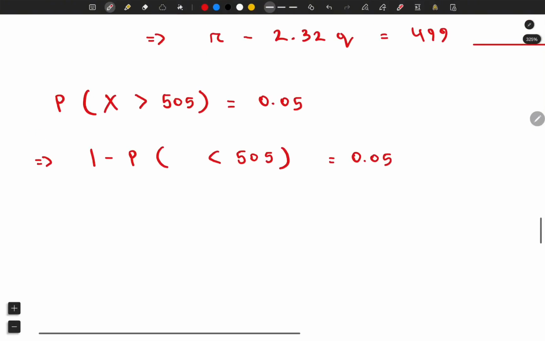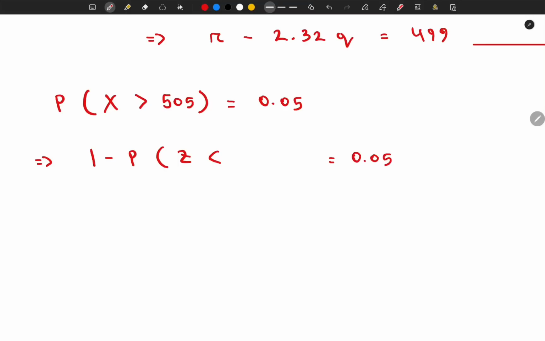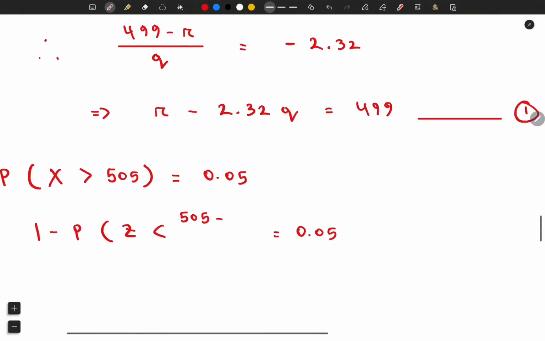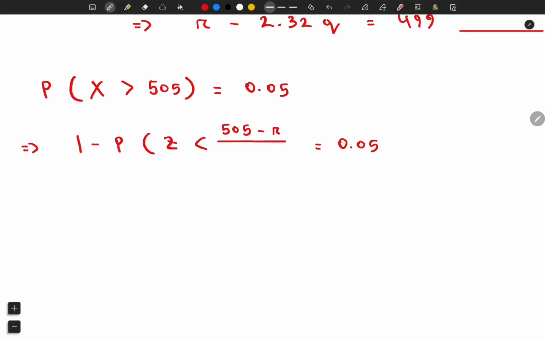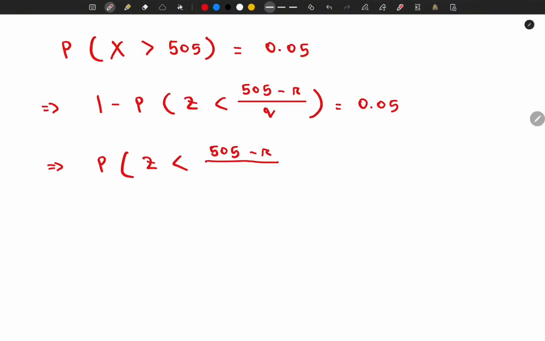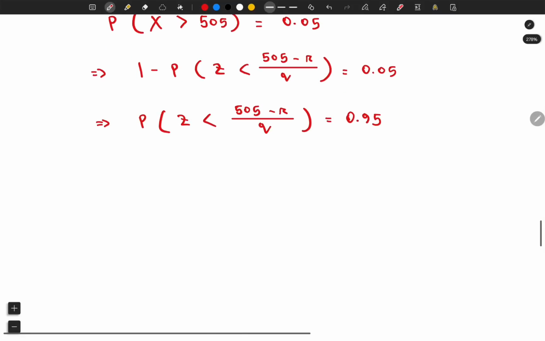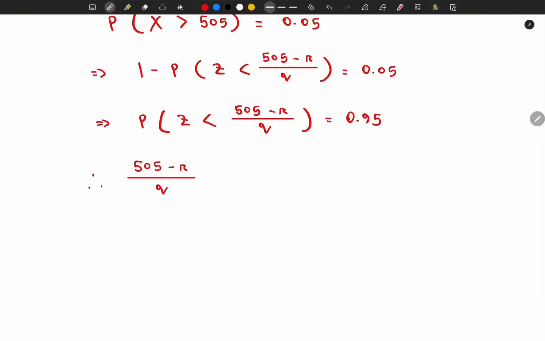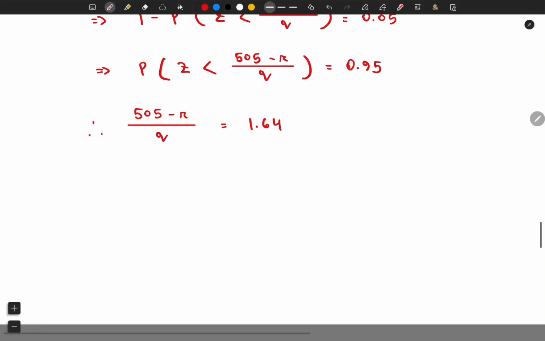Now let's convert this value of x into z. So that's z is less than 505 minus the mean value, which is r, divided by the standard deviation, which is q. So overall, the probability will be 505 minus r divided by q, which is equal to about 0.95. So when the value of phi z is 0.95, the value of z is 1.64. So we can say that 505 minus r over q is 1.64. So finally, we will get an equation which looks something like this.